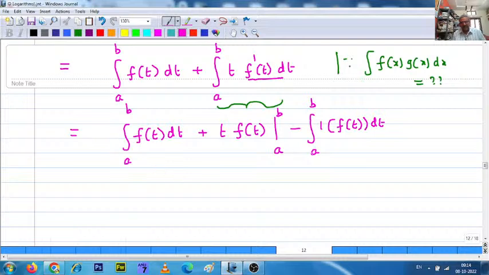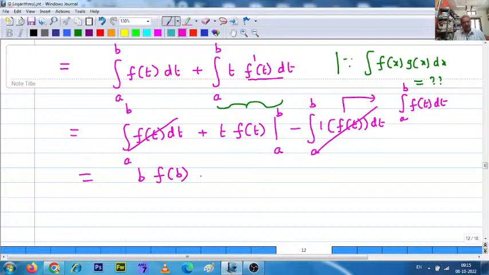For our convenience, integral a to b 1 into f of t dt is nothing but integral a to b f t dt. That means this is negative of, so this gets cancelled. We have this one. Apply the limit, first the upper limit. Instead of t, b, so you'll be getting b f of b minus a f of a. Very beautiful application, you'll get it.